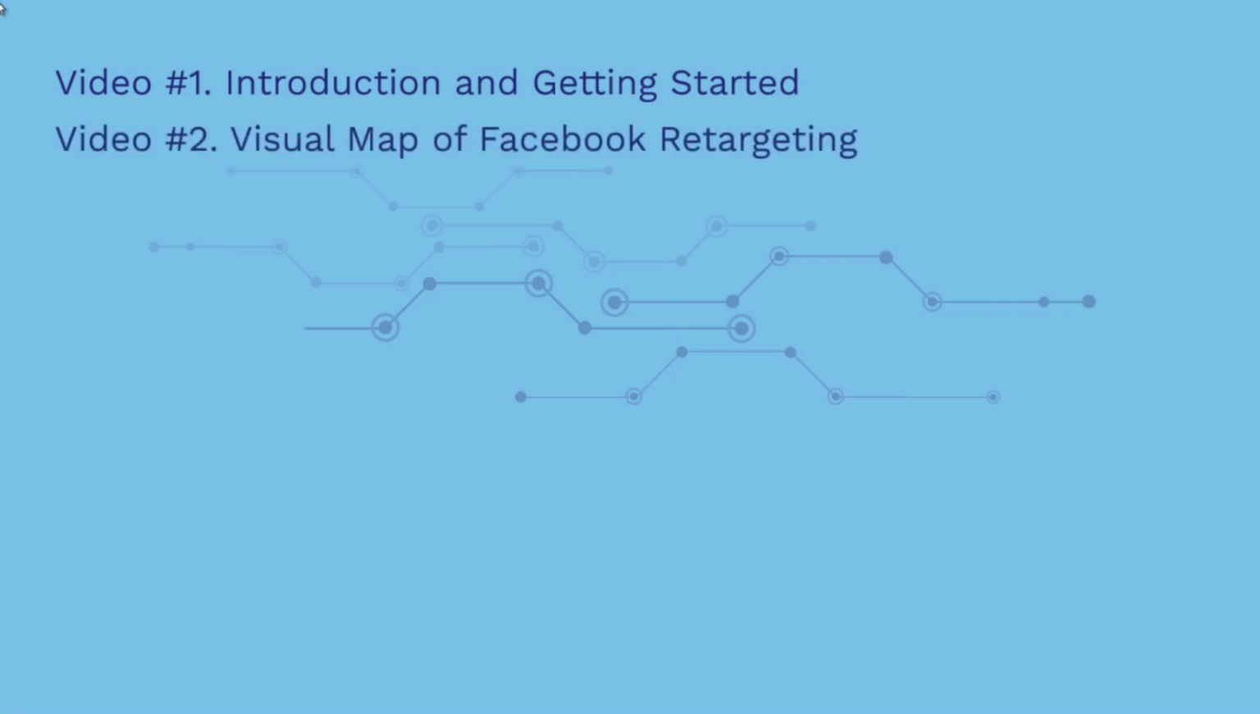Video number 2 is going to be a visual map of Facebook retargeting. What that includes is I'm going to show you how Facebook retargeting works. A lot of times people jump straight into showing you how to set things up, but unless you really understand how everything fits together, what connects to what, it's going to become confusing. Because if you set things up like an email opt-in retargeting campaign, a blog post campaign, or a purchase retargeting campaign, every one of those is different.